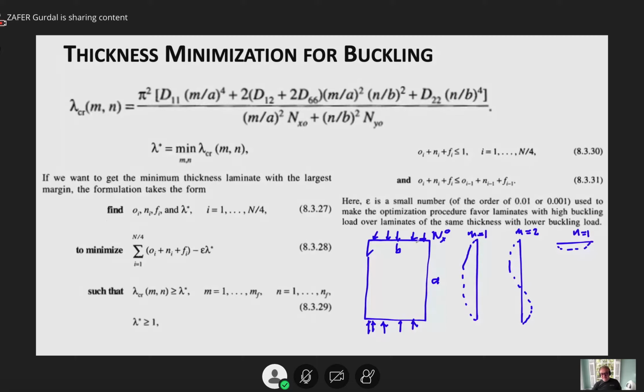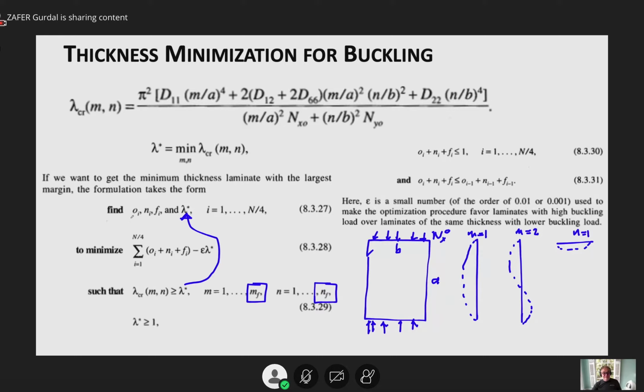So what we do for that is we fix a maximum number of M, a maximum number of N, and evaluate lambda critical for each value of M and N in a table, say M from 1 to 5, N from 1 to 5. Look at them and take the minimum out of those and say that lambda star is the one that is smaller than every one of those. And we make this lambda star a variable, to be determined. We don't know what lambda star is.